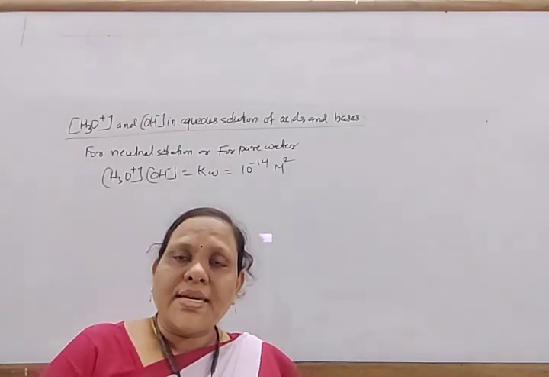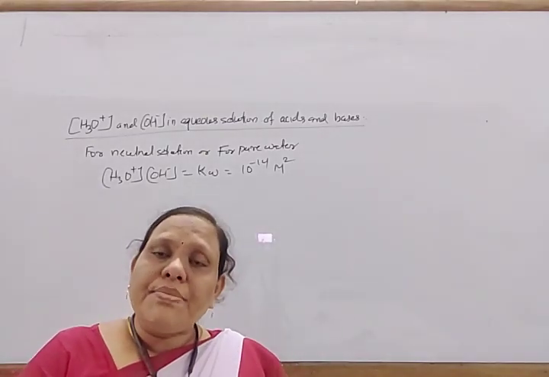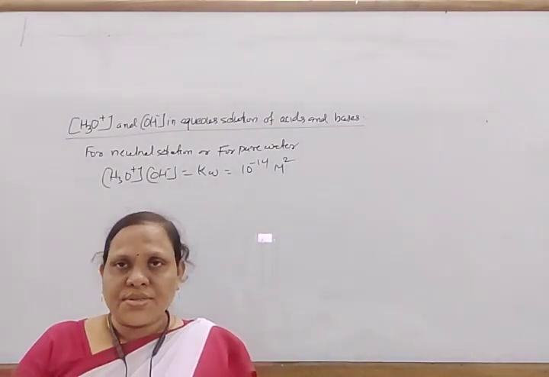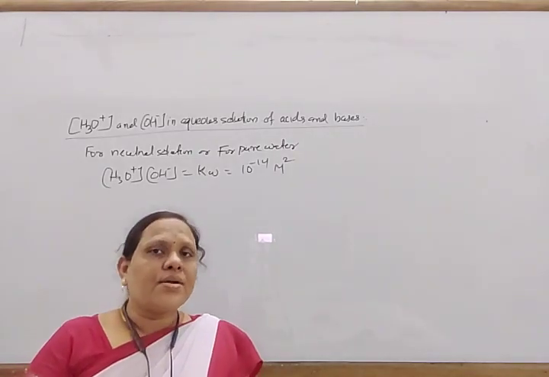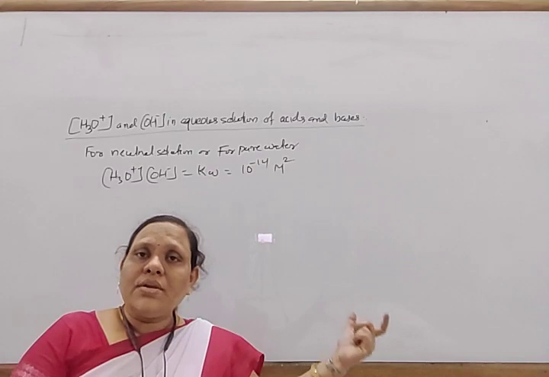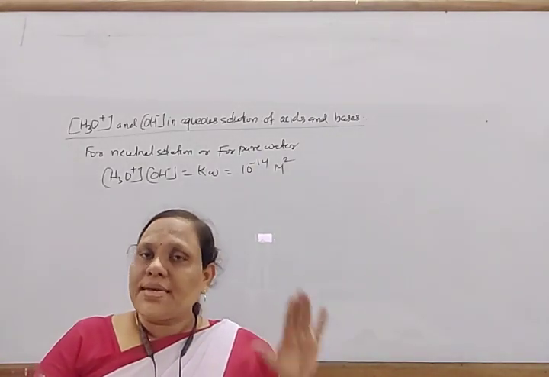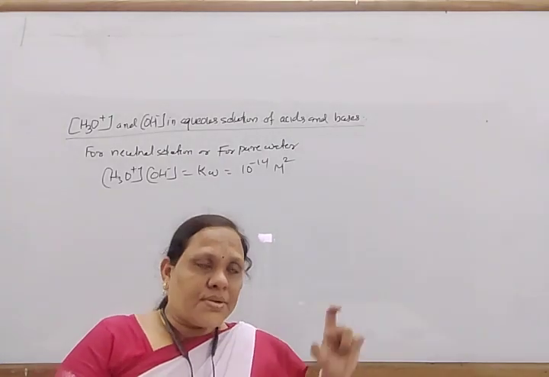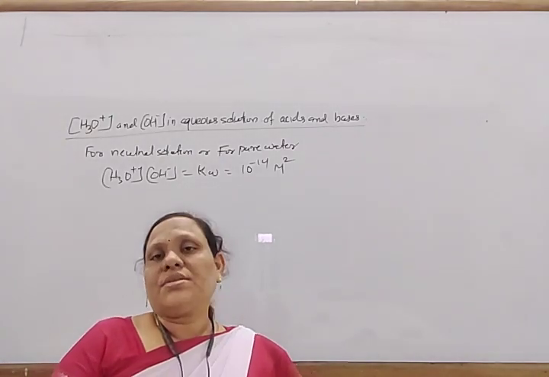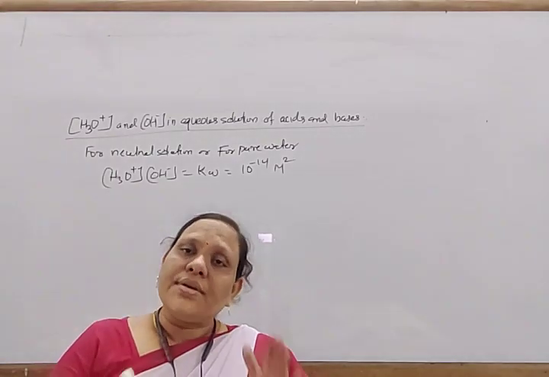Similarly, if some base is added to water, then what happens? The OH minus ion concentration, that is the hydroxyl ion concentration, increases. But this Kw value again remains constant. So, as it is constant for a particular temperature, to keep it constant, the H plus ion concentration, or the H3O plus ion concentration, should decrease.